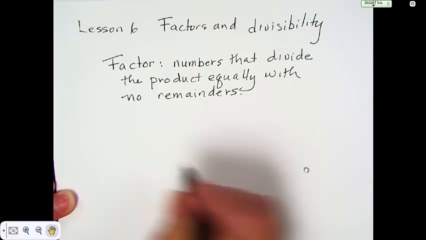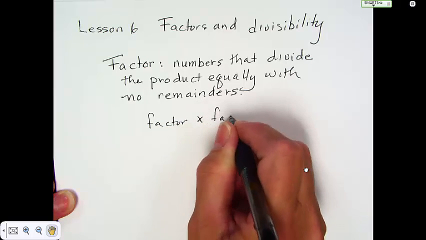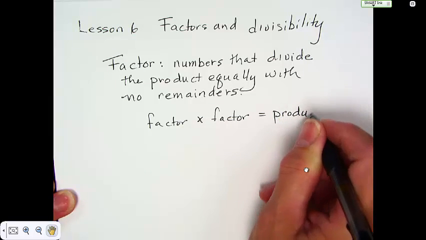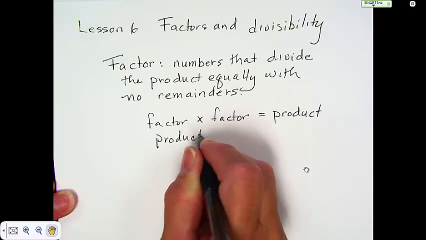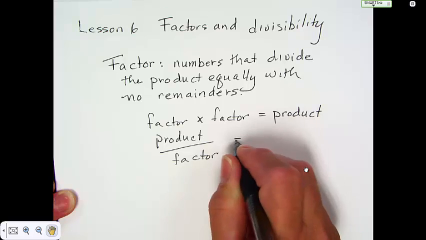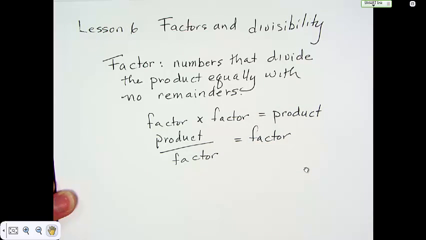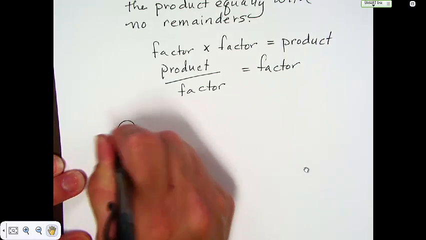Remember earlier we learned that factor times factor equals product. And likewise, if you took the product and you divided it by one of the factors, you would end up with the other factor. So that's the relationship between factors. Okay? There are three basic ways to find the factors of a number. One of them you're probably quite familiar with, and that's called a factor tree.